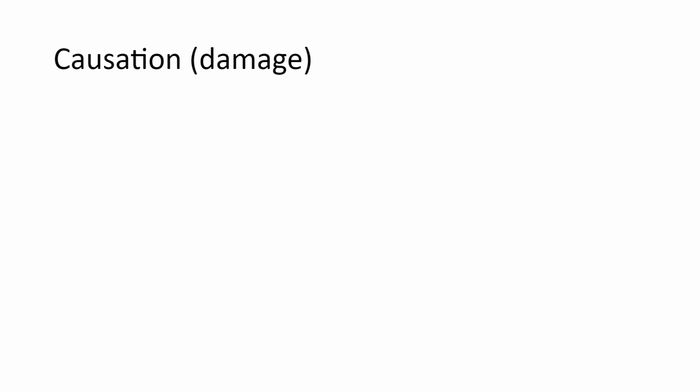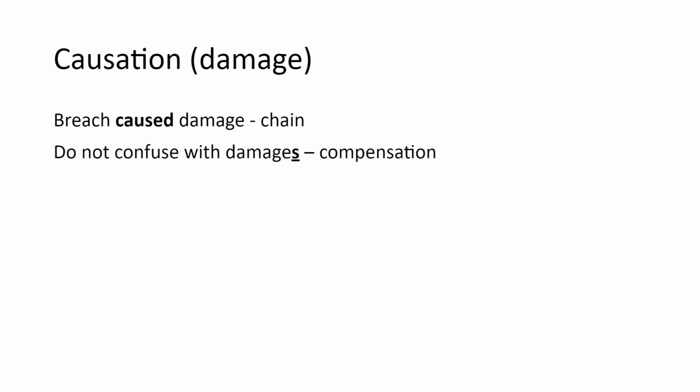So first of all, we're going to have a look at causation, and remember that another word for causation is damage with no S. Damages with an S is compensation. And what we're looking at is the chain of causation, that the breach caused the damage. And as I've said, you don't want to confuse that with damages.